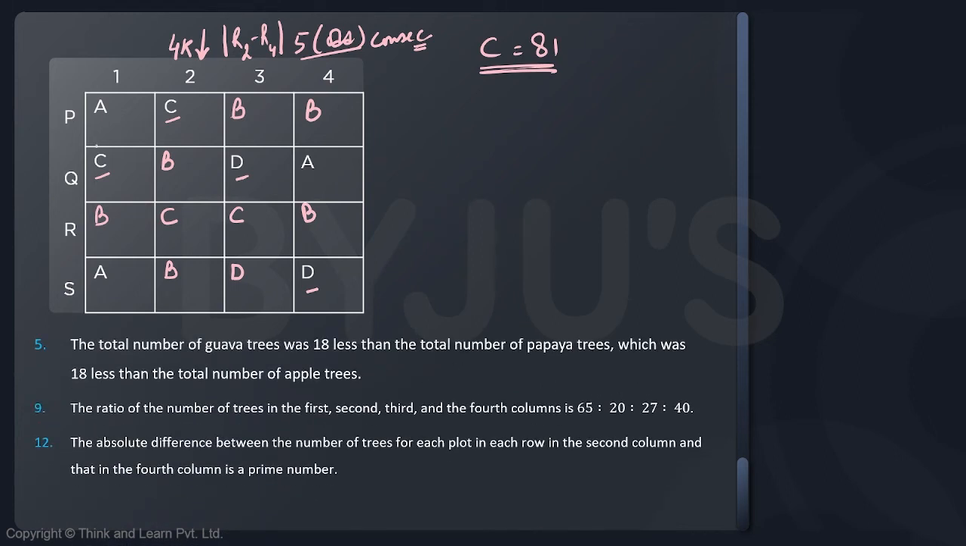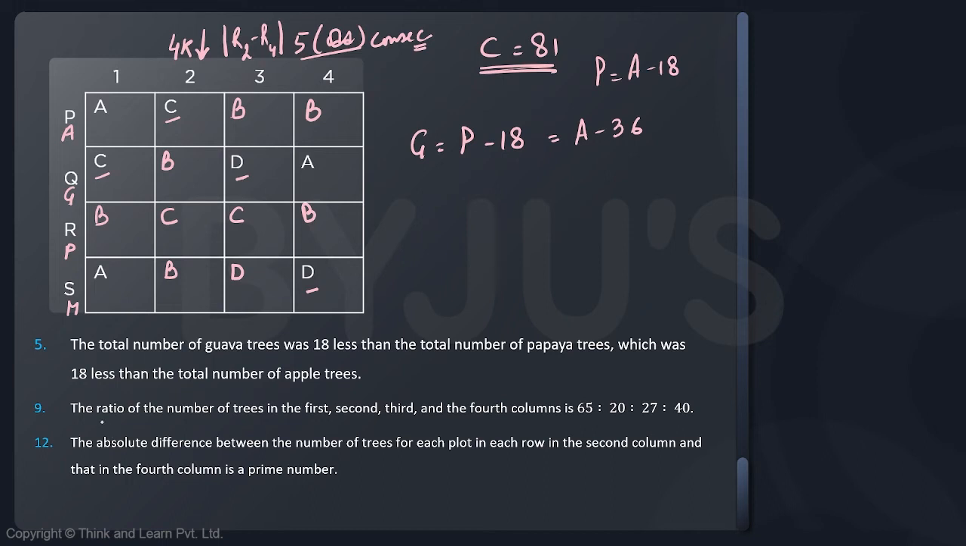And let me first of all write it here that in row P we have apple trees, in row Q we have guava trees, then we have papaya trees, and finally we have mango trees here. The total number of guava trees is 18 less than papaya trees, so it is P minus 18, which was 18 less than the number of apple trees. So papaya is 18 less than apple trees. So I can say papaya minus 18 is apple minus 36. If papaya itself is apple minus 18, then guava is apple minus 36.